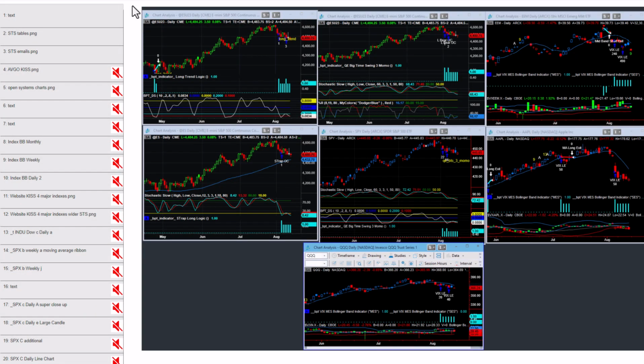Next, image number 5. So moving to the opposite spectrum, the reversion to mean systems. Remember, the reversion to mean is the opposite of KISS trend following. The KISS systems are long only, and they try to stay long.